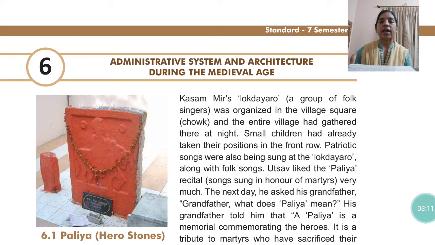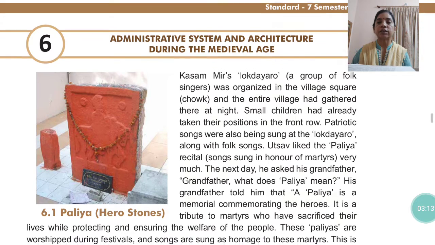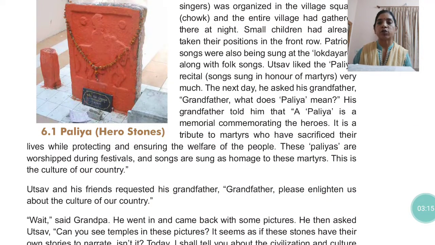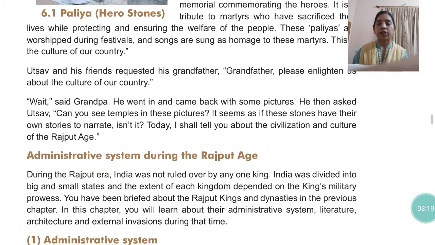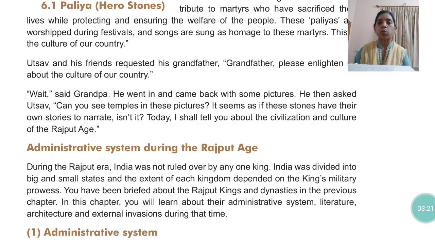Now, what was the administrative system during the Rajput age? During the Rajput era, India was not ruled over by any one king. India was divided into big and small states, and the extent of each kingdom depended on the king's military prowess, military power. You have been briefed about the Rajput kings and dynasties in the previous chapter.